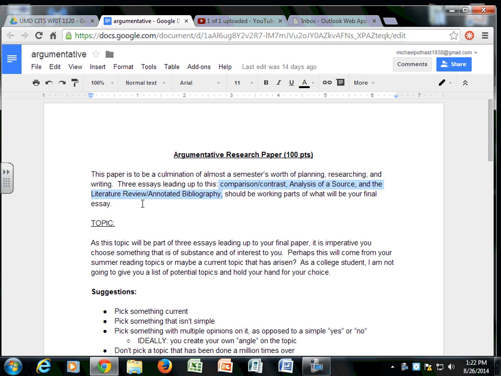So you'll be working your way up to it, like a culmination, this paper. And components and actual sentences and information from all 3 of those essays will most likely end up in your argumentative research paper. So here we go. Topic. It's going to be part of 3 essays, 150 points, and then part of a final essay, 250 points.